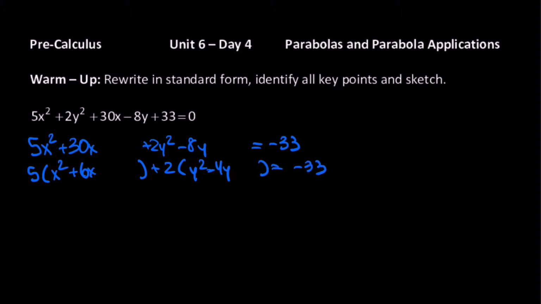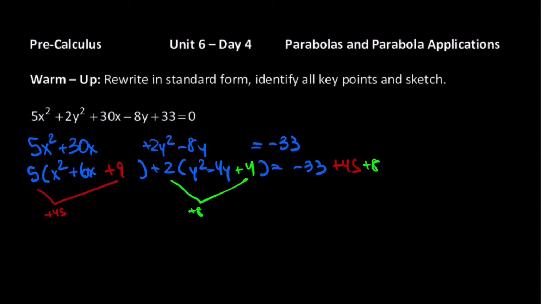Now I'll complete the square of the x's. Half of 6 is 3. 3 squared is 9. But remember, you're not really adding 9 to this side of the equation. We're adding 45, 5 times 9. So that's what I'm going to add to the other side to keep it balanced. With the y's, half of 4 is 2. 2 squared is 4. But you're not adding 4. You're adding 8.